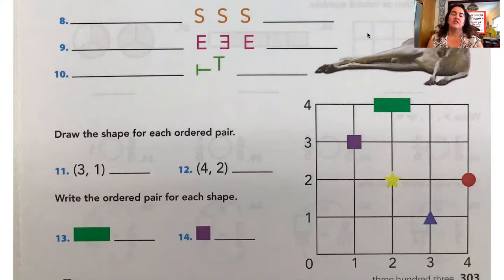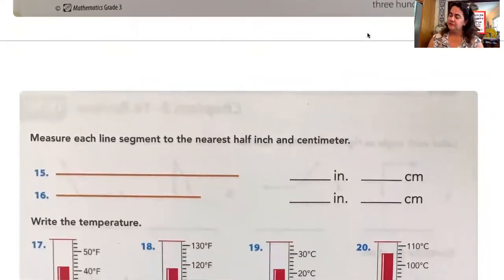Then for 13 and 14, you have to write the ordered pair for each shape. So you would find the shape on the grid and then you write in the ordered pair. Do not forget that ordered pairs go inside parentheses. Okay? All right, second graders, turn your paper over.